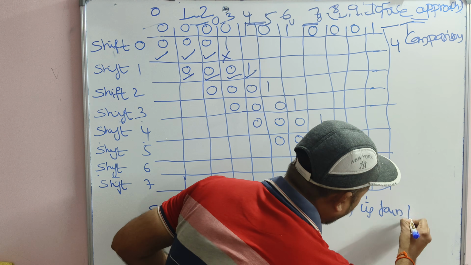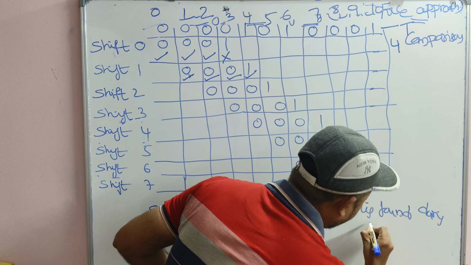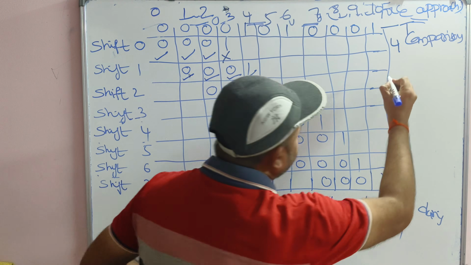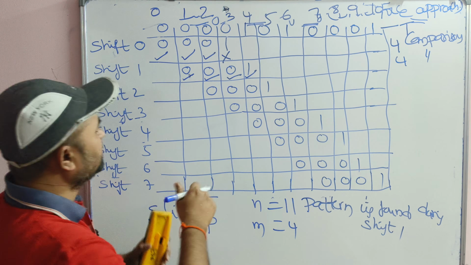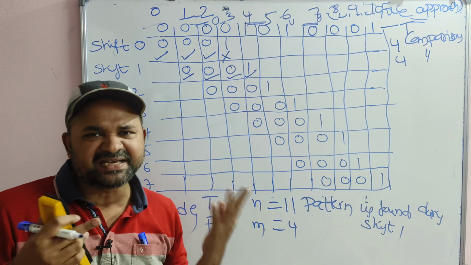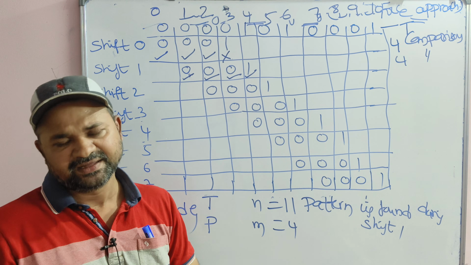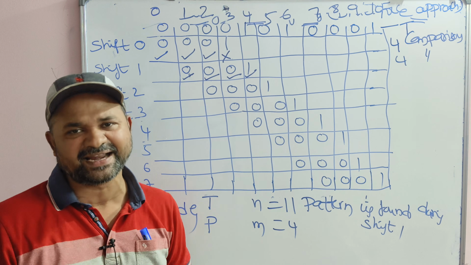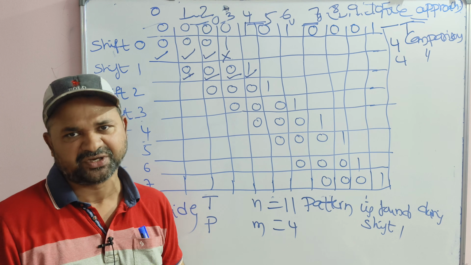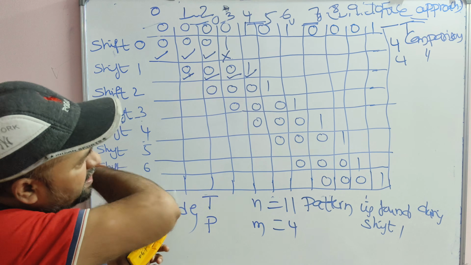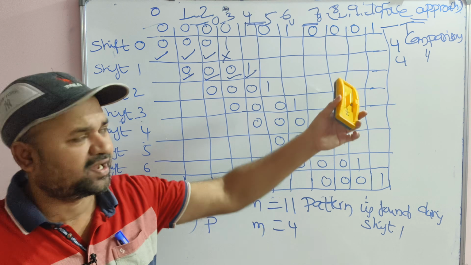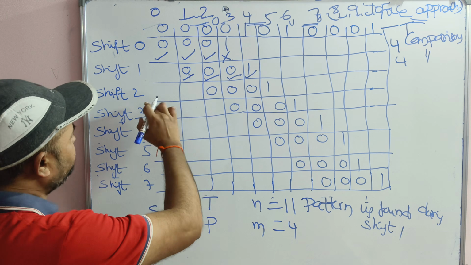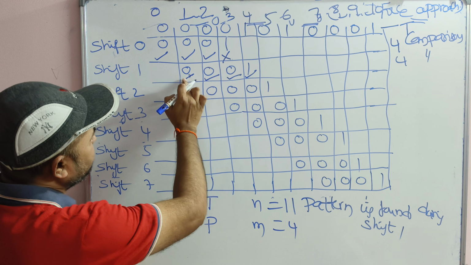The pattern is found during shift 1. Shift 1 is nothing but index 1. So totally how many comparisons are there? 4 comparisons. Next, whether a match is found or a mismatch, every time we have to shift the pattern one position to the right, irrespective of match or mismatch. Here we have to check all the characters of the text. Okay. Next, once again shift the pattern one position to the right.